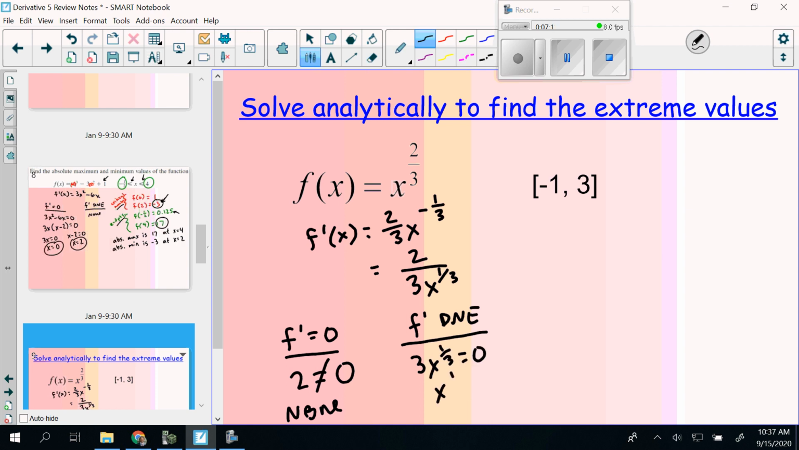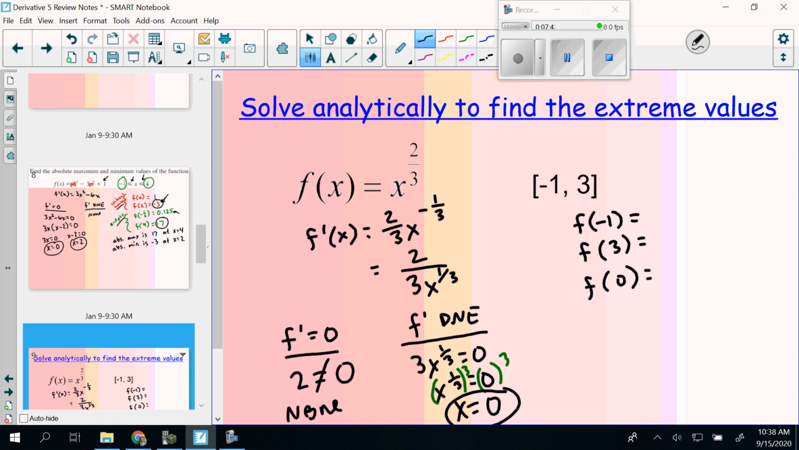Divide by 3, cube both sides here to get rid of that power, and we get 0. 0 is a critical number, meaning that at 0, the derivative does not exist. So to check for our absolute max and min now, we want to check our endpoints. So let's find f at our endpoints here, and then also at the critical number. What is it at 0?